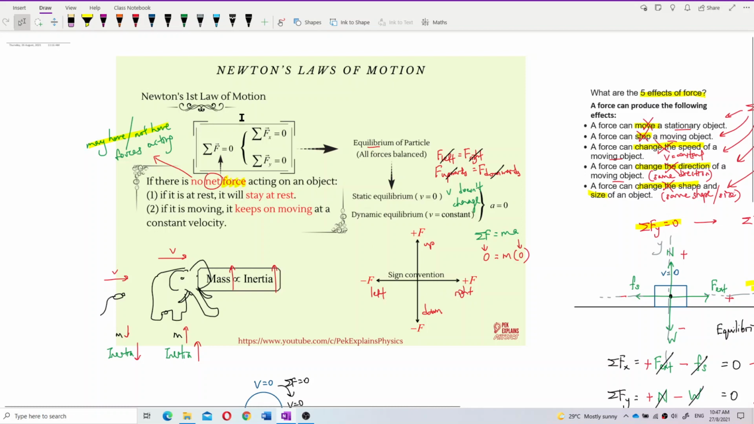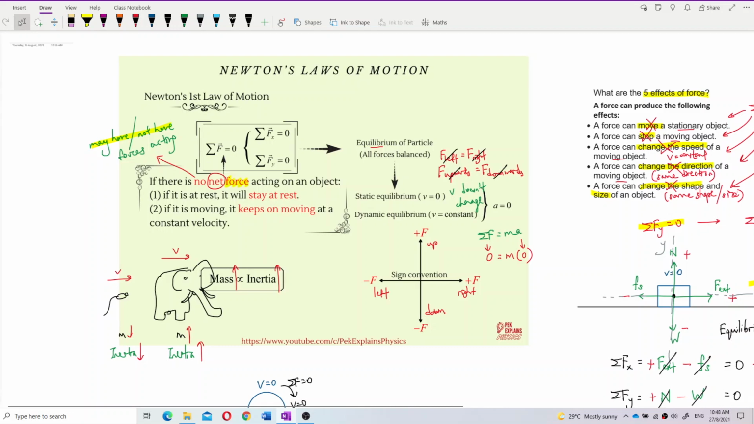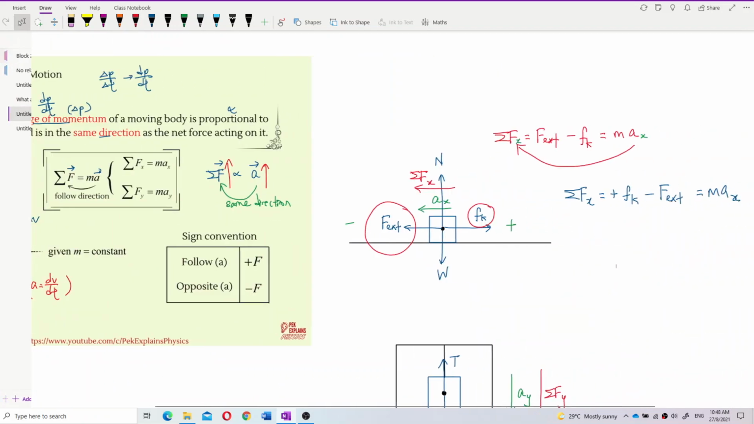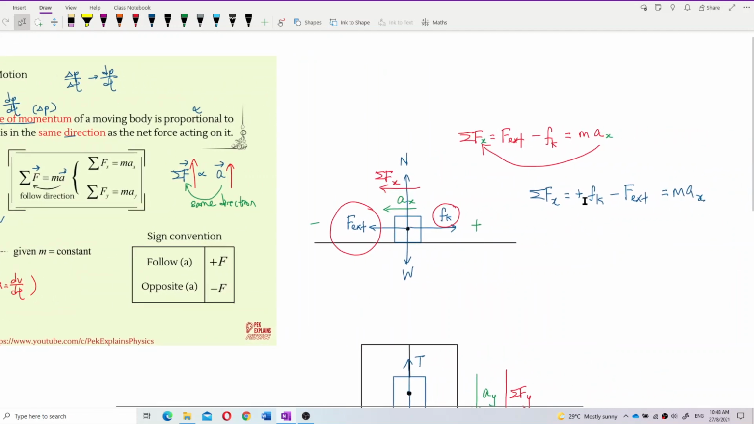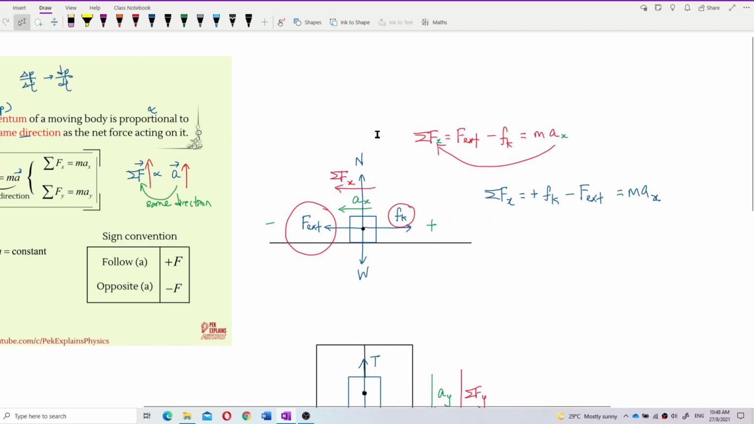For Newton's first law, we use to the right positive, to the left negative. This one is only for Newton's first law. But for Newton's second law, it's different. We don't follow that. We use this system: follow acceleration, we put positive; opposite the acceleration, we put negative. So don't say that force to the right is positive, force to the left is negative.